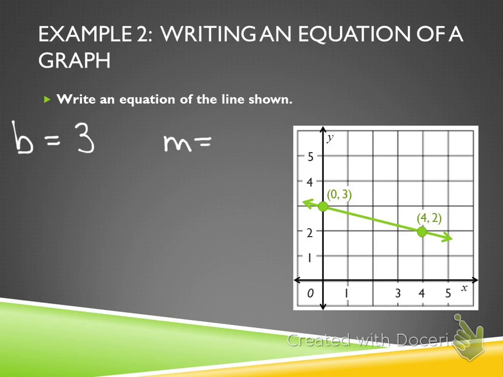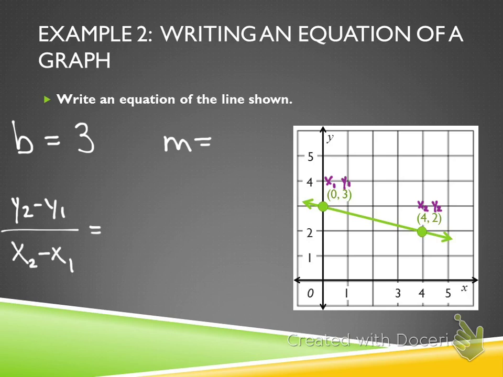Now, the not-so-simple part is figuring out the slope, because I first have to figure out which of these points is my x1, y1, and which is my x2, y2. The very first point farthest to the left is going to be my x1 and my y1. Then this one will be my x2 and my y2. Does anybody remember my formula for finding slope? Y2 minus y1 over x2 minus x1. Very good.